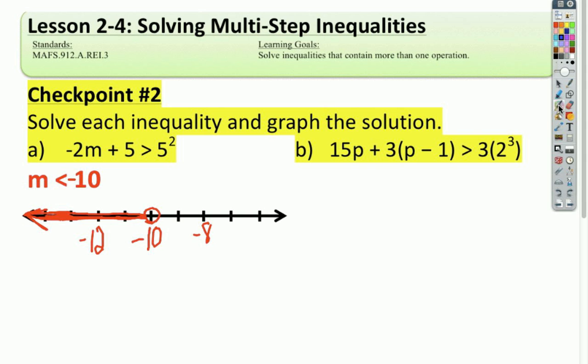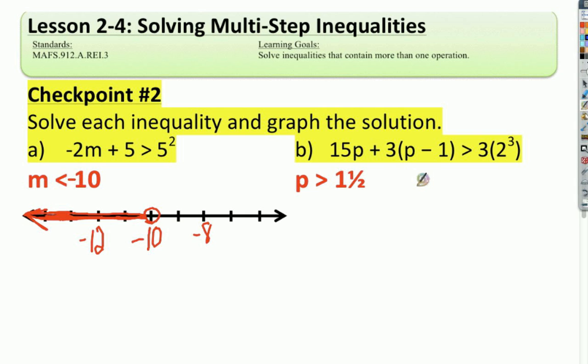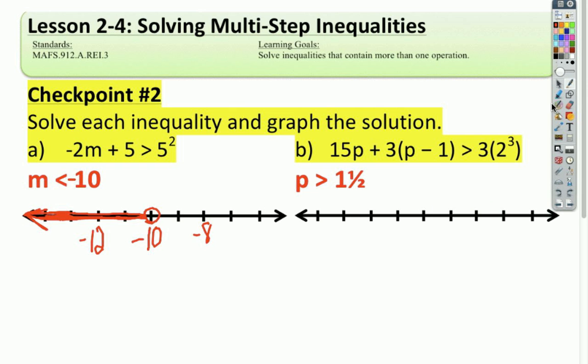Okay, and in the back. B is greater than 1.5. I got 3 teams that agreed on that. Graphing, you can do a bunch of different ways.